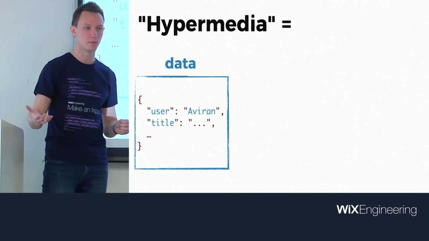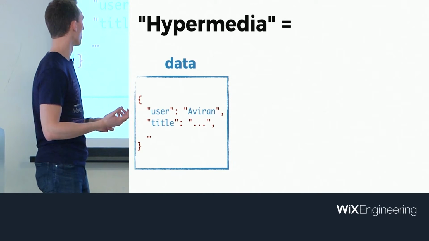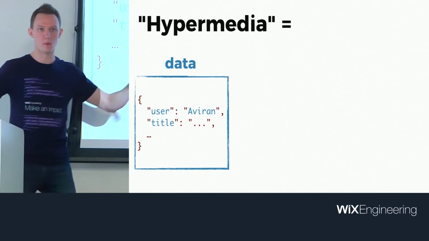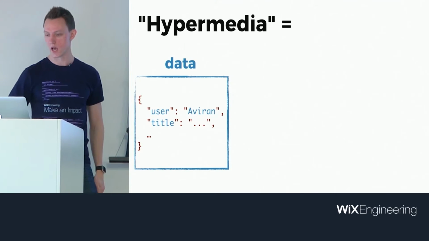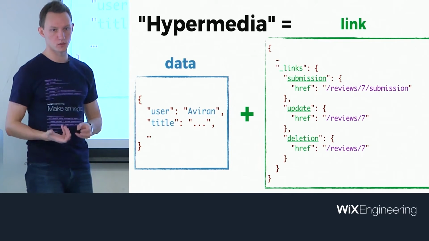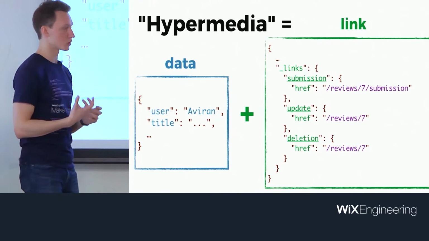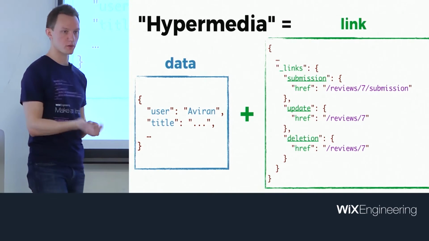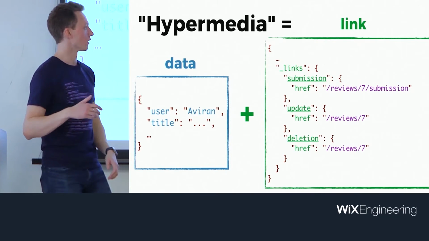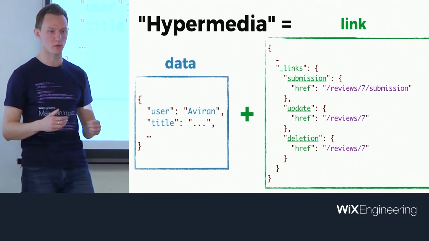We have data. This is the most precious thing that we have right now. So we have user, we have title, we have comment, we have rankings, and we have a list of those. But now I am adding links, and I am communicating to the client what kind of things he can do to the resource right now. So I can say, in order to trigger the submission, you should use this URL. In order to trigger the update, you should use this URL. In order to do the deletion, you should use this URL.